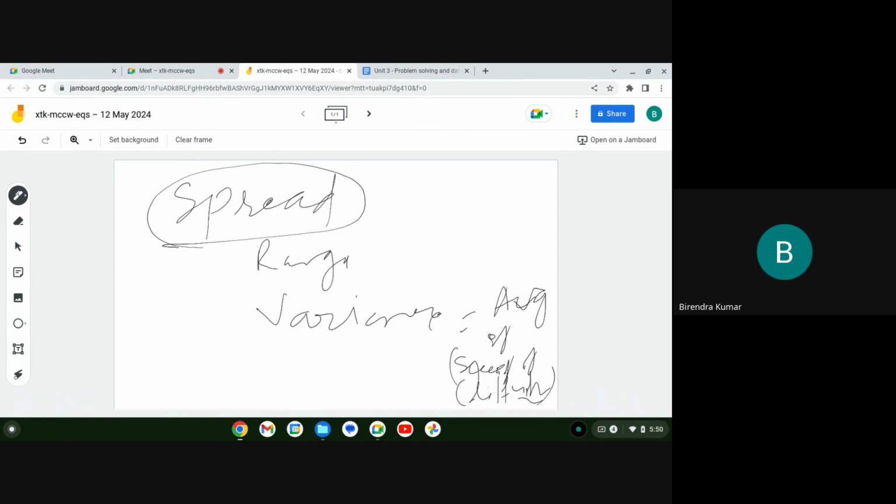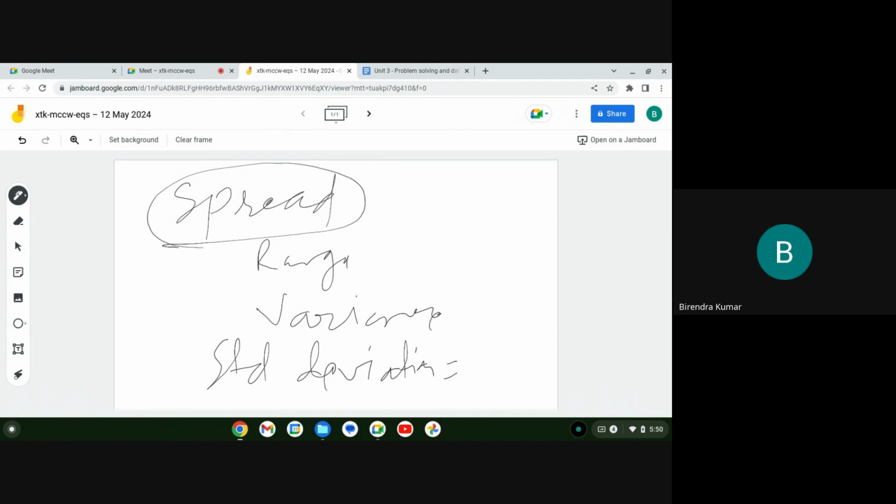And next comes standard deviation. That is the easiest of all, which makes me a very happy teacher because I don't have to do anything. Standard deviation is equal to the square root of variance.